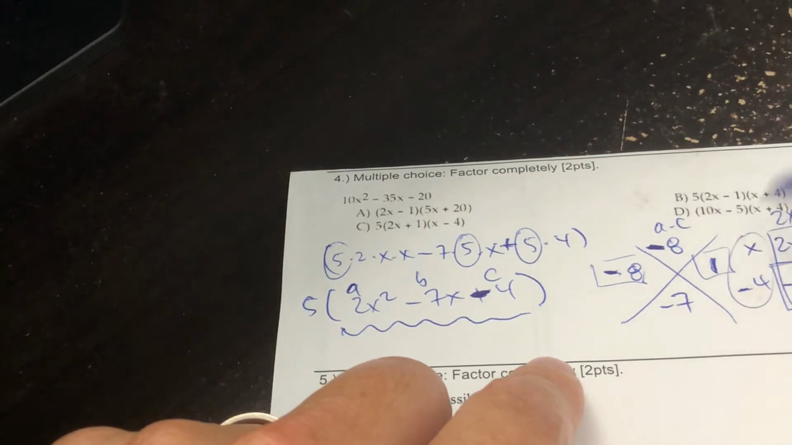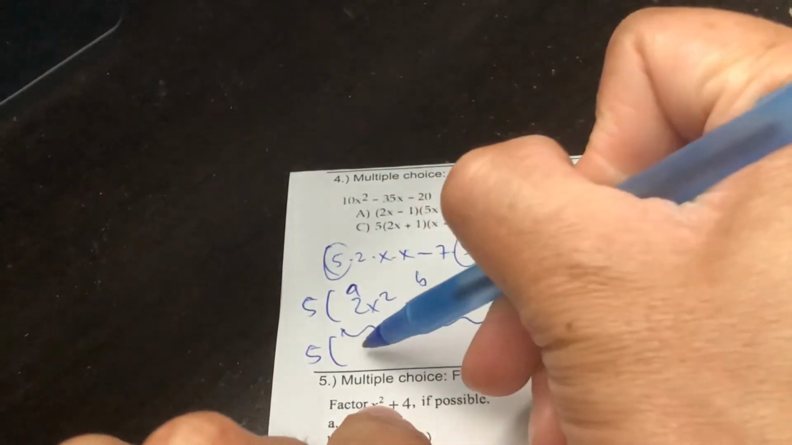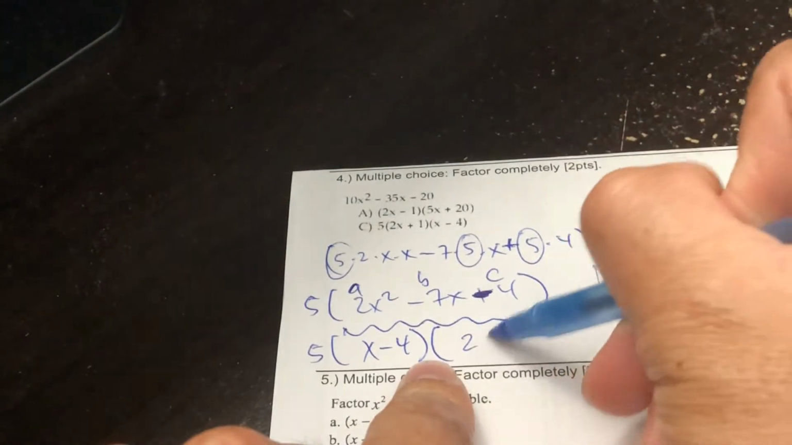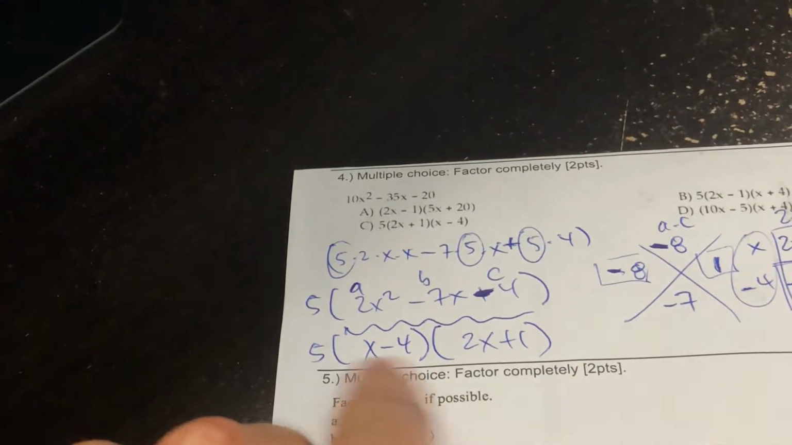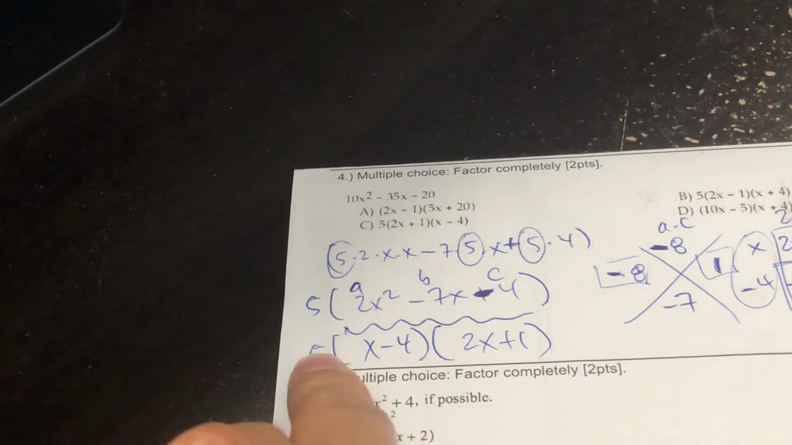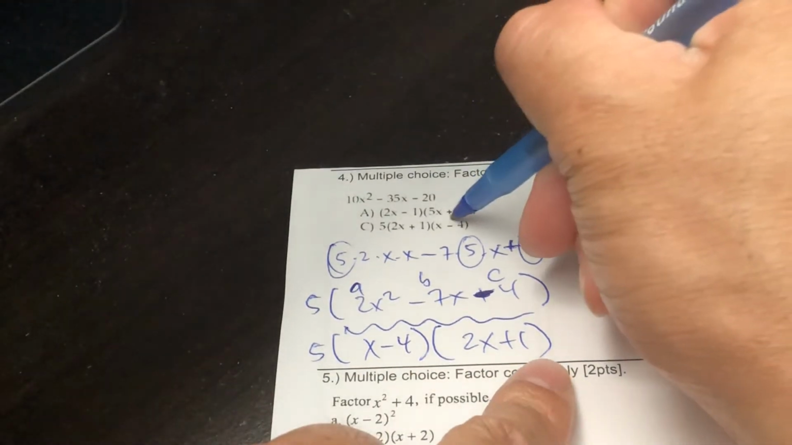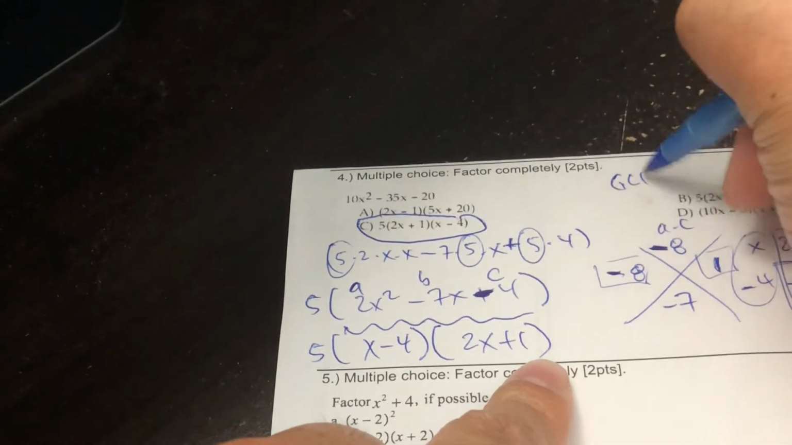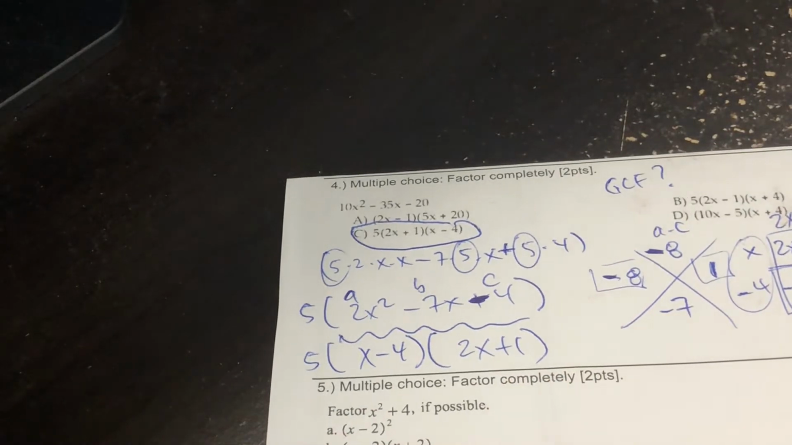So then my answers are x minus 4 and 2x plus 1. And if I look at my answers there, that would be choice C. So again, always ask yourself the question first, is there a greatest common factor?